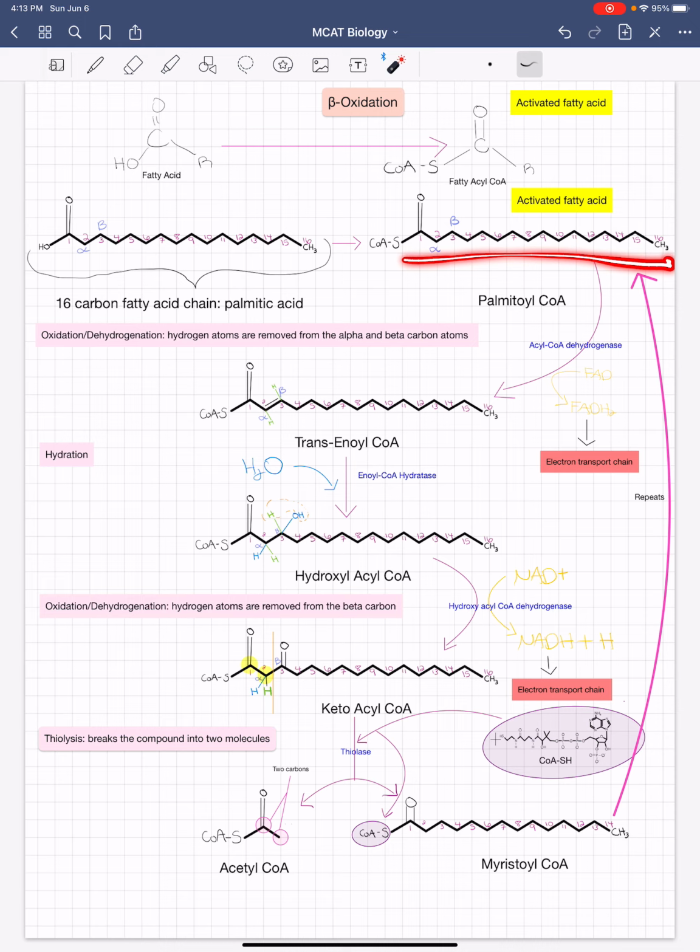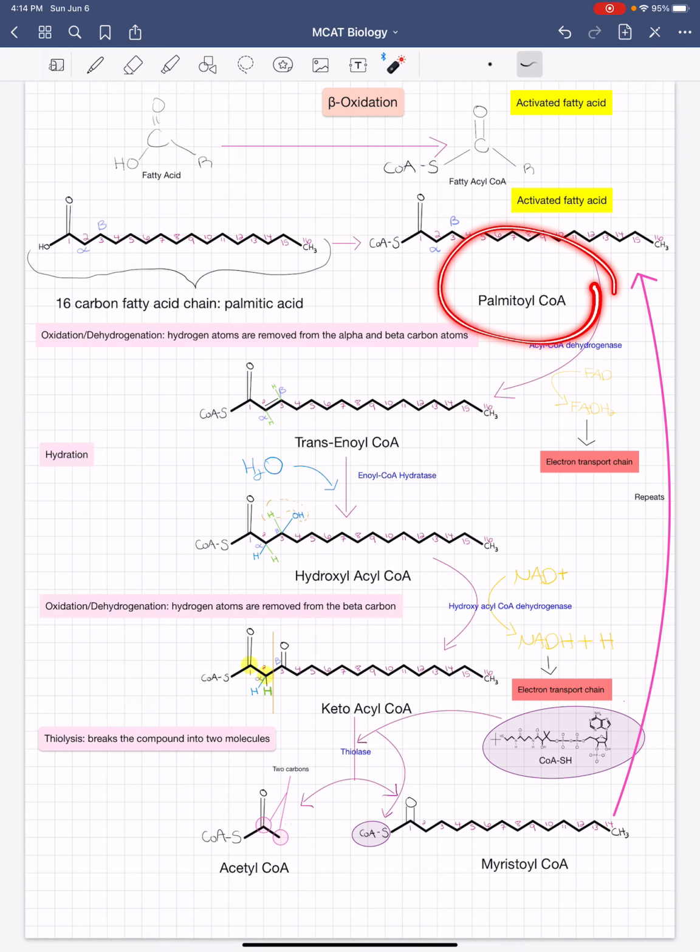In the first reaction, palmitoyl-CoA is oxidized, meaning loss of electrons, specifically by dehydrogenation, where 2 hydrogen atoms located on the alpha and the beta carbon are removed. The enzyme acyl-CoA dehydrogenase catalyzes this reaction. The 2 hydrogen atoms that were removed from the reaction are donated to FAD, which converts FAD into FADH2.